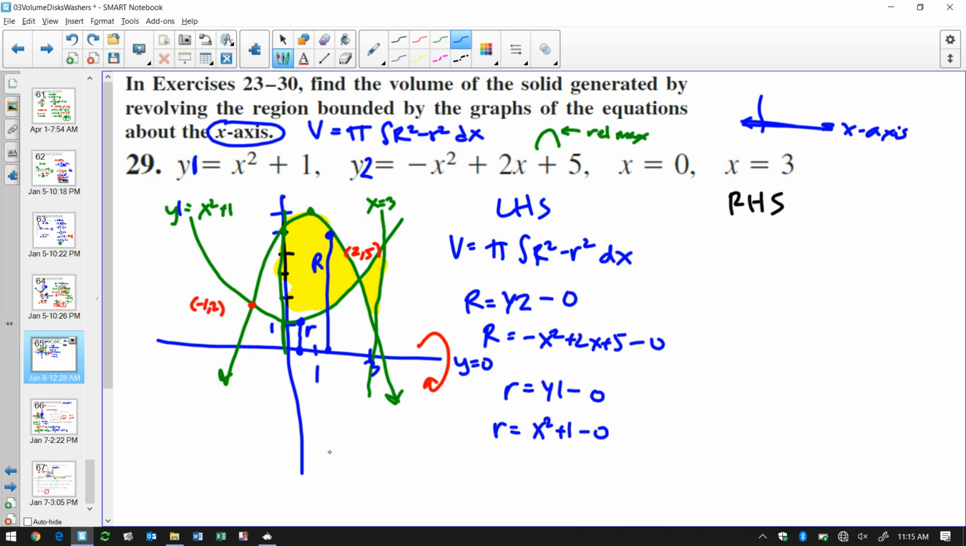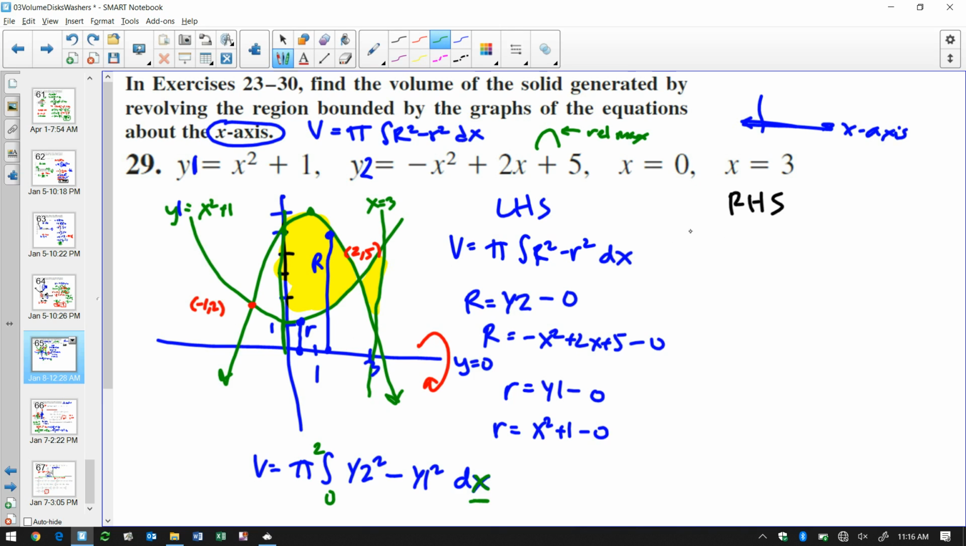Okay, so I've got my big R and my little r here, and all I would do is substitute in. So on the left-hand side, my volume is equal to pi times big R squared, so that's y2 squared, minus the little r squared. It turns out the little r is really just y1, so this is y1 squared dx. Okay, this is a dx problem, so these limits are x limits, and in the region that I'm looking at right now, just the left-hand region, that is going to go from x value of 0 to x value of 2.